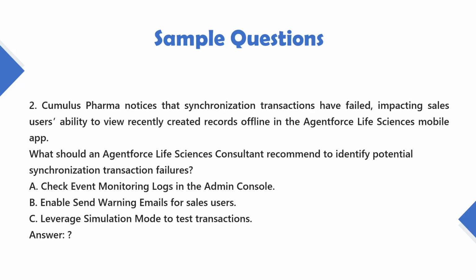2. Cumulus Pharma notices that synchronization transactions have failed, impacting sales users' ability to view recently created records offline in the Agentforce Life Sciences mobile app. What should an Agentforce Life Sciences consultant recommend to identify potential synchronization transaction failures? A. Check event monitoring logs in the admin console. B. Enable send warning emails for sales users. C. Leverage simulation mode to test transactions.